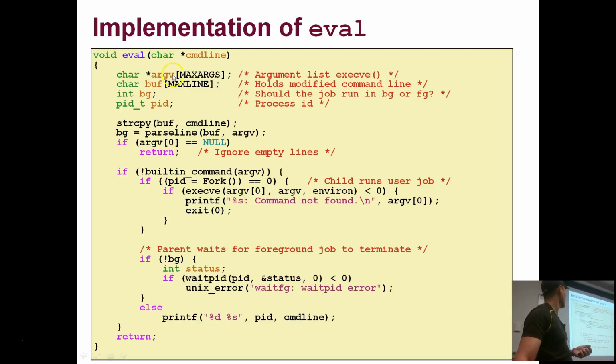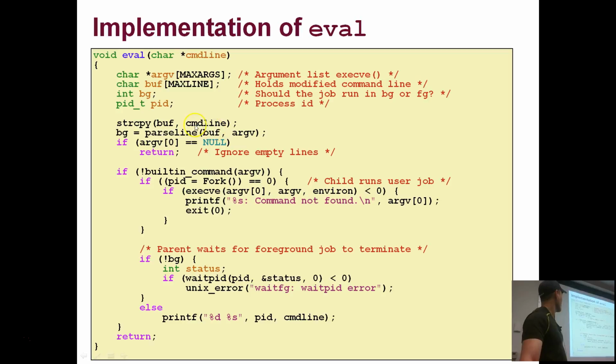In this function we have the arguments. So we're going to construct arguments to pass to the command we execute. This buffer is the command line that we're going to parse, and we're going to need to parse this to pull out the binary and the arguments to that binary. We're going to have this flag that says whether or not this job should run in the background or the foreground. So it's basically going to take a look at the end of your string and see if there's an & there, and say put it in the background if the & is there. And then the PID, just a variable for the PID.